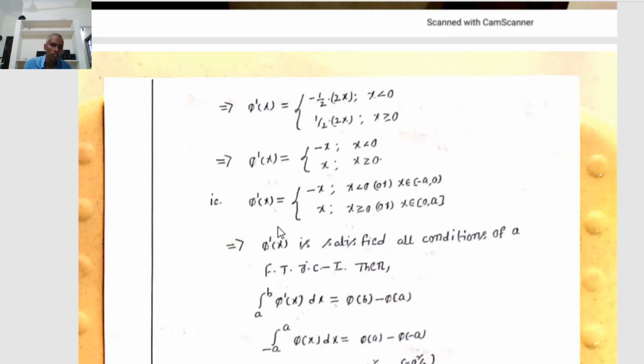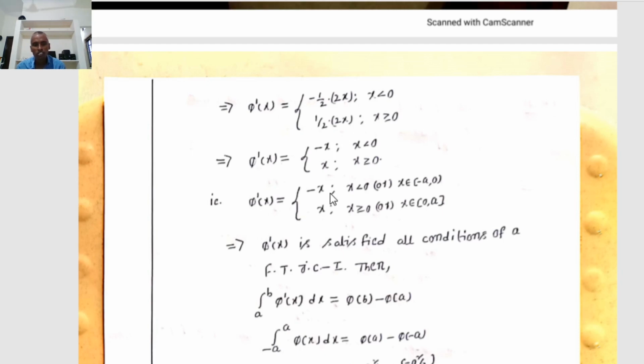Therefore, the function phi dash of x is defined as phi dash of x equal to minus x such that x is less than 0, that is x belongs to the closed interval minus a comma 0, and x such that x is greater than or equal to 0. Therefore, phi satisfies all conditions of the fundamental theorem of integration, where clearly phi dash is Riemann integrable, phi is continuous and phi is derivable.